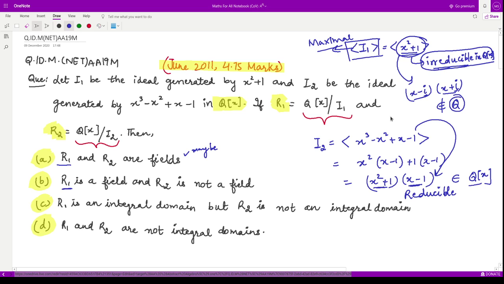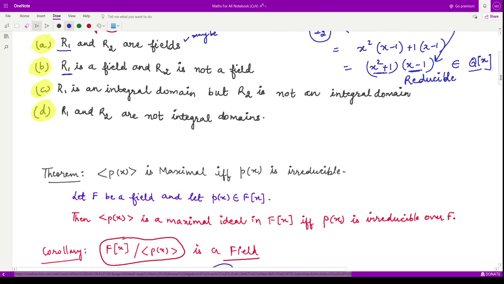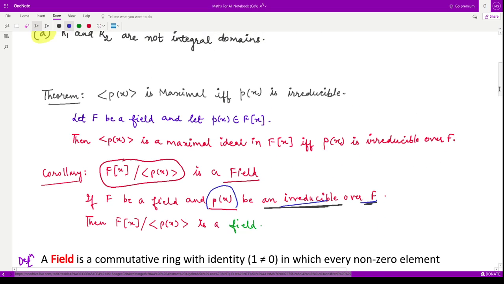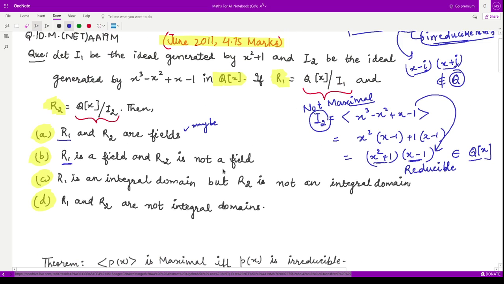Therefore, this polynomial is reducible in Q[x]. The ideal generated by it is not maximal, and if it is not maximal, the corresponding R2 is not a field according to this result. So accordingly, option B is correct, and option A is incorrect.